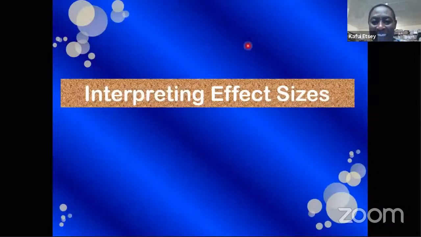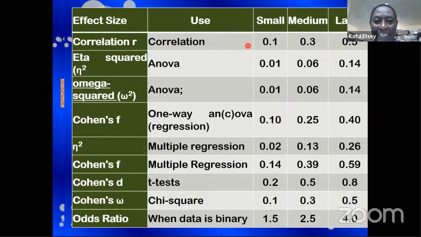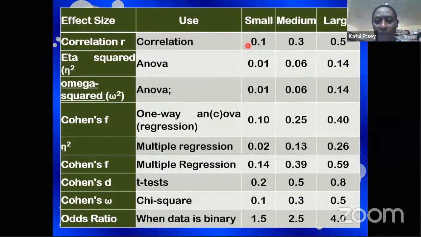So how do we interpret effect sizes? Cohen has given us a table which we often use for the interpretation. So let's look at Cohen's table and see how we can use that. We look at the effect size type, where it is used, and whether the effect size is small, medium, or large. If the effect size is small, it means there's no practical significance. Medium, 50-50. When it is large, then it means there is practical significance.